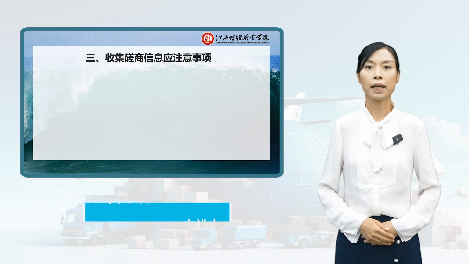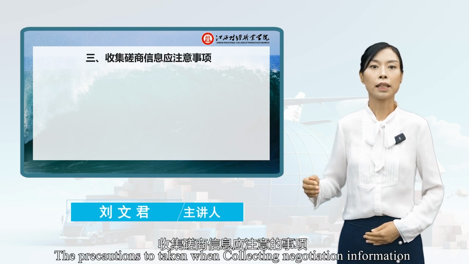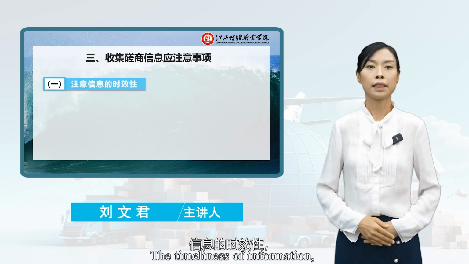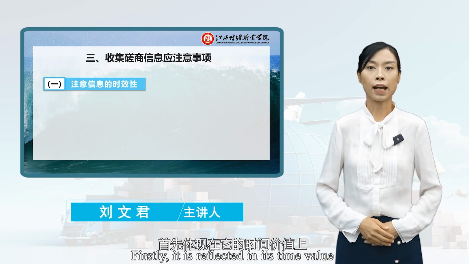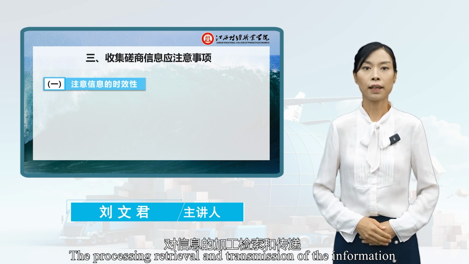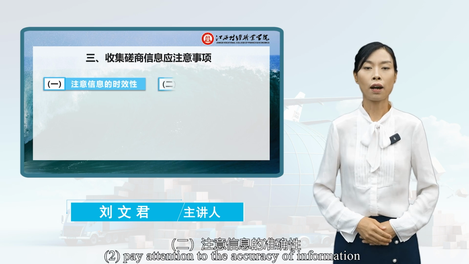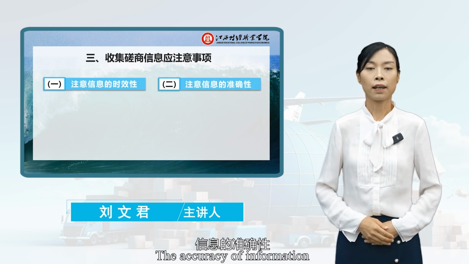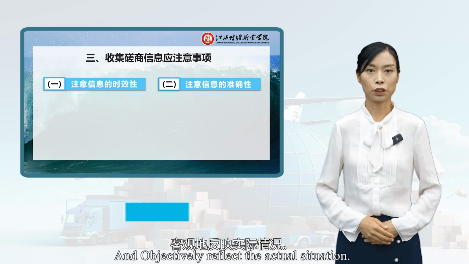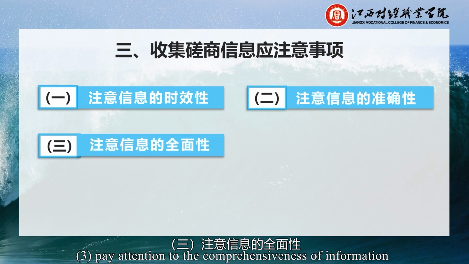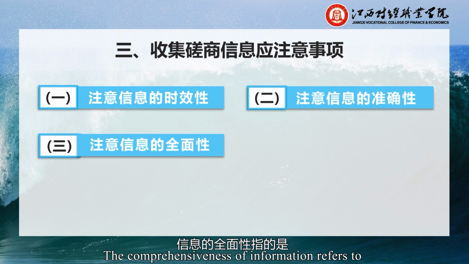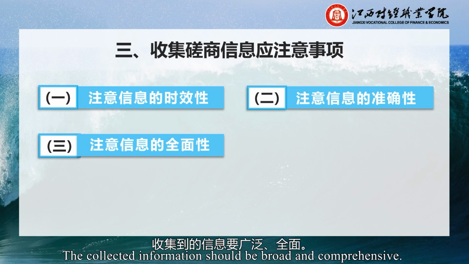Last, we learn about the precautions to be taken when collecting negotiation information. First, pay attention to the timeliness of information. The timeliness of information is firstly reflected in its time value. The processing, retrieval, and transmission of the information must be timely and fast. Second, pay attention to the accuracy of information. The information must be truthful and objectively reflect the actual situation. Third, pay attention to the comprehensiveness of information. The collected information should be broad and comprehensive.